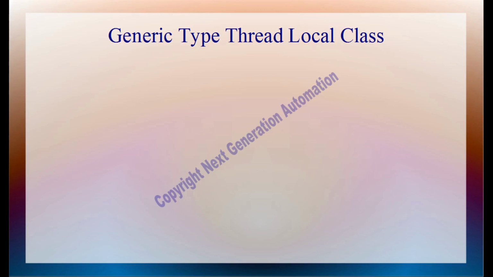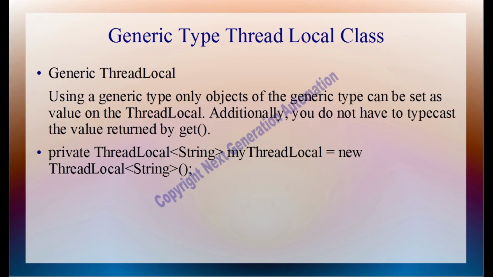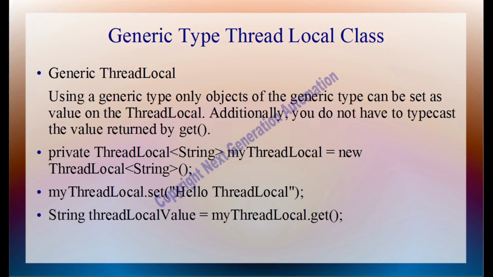Next is the generic type ThreadLocal class. Using a generic type ThreadLocal class, only objects of the generic type can be set as the value on the ThreadLocal. Also, you need not typecast the value returned by the get method of the ThreadLocal class. Here is an example. You can define a generic type ThreadLocal class as private ThreadLocal<String> myThreadLocal = new ThreadLocal<String>. Once this is done, you can set the value of the myThreadLocal variable as "hello thread local", and if you want to extract the value of the myThreadLocal variable, you need to call the get method of the ThreadLocal class.